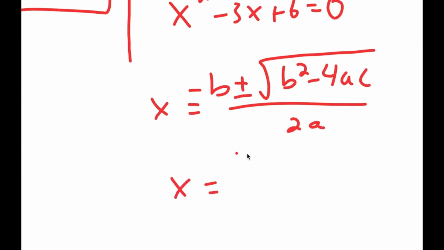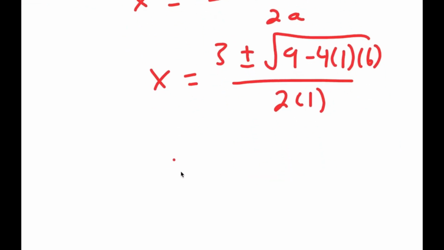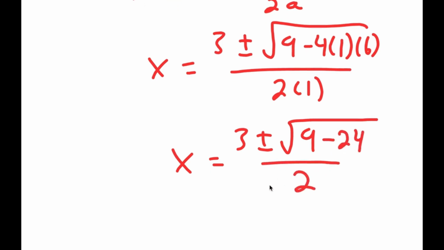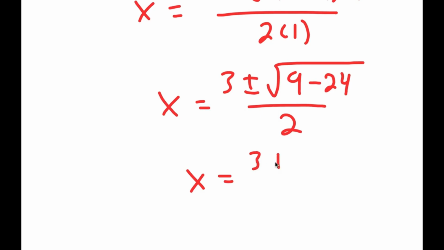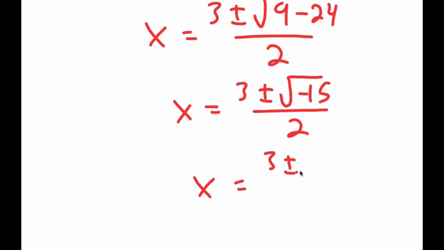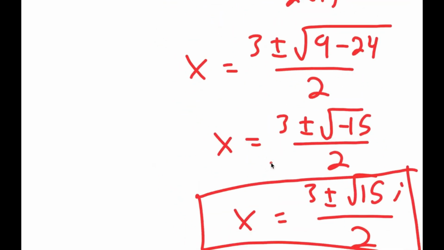So I get 3 plus or minus the square root of 9 minus 4 times 1 times 6, all over 2a, so 2 times 1, which is equal to 3 plus or minus the square root of 9 minus 24 over 2, which is equal to 3 plus or minus the square root of negative 15 over 2, which is equal to 3 plus or minus the square root of 15 i over 2. So these are two other solutions to my equation.